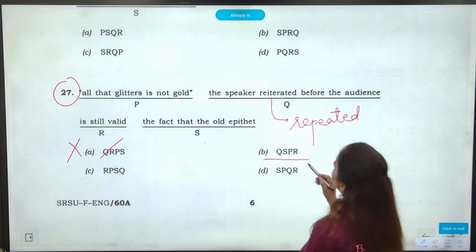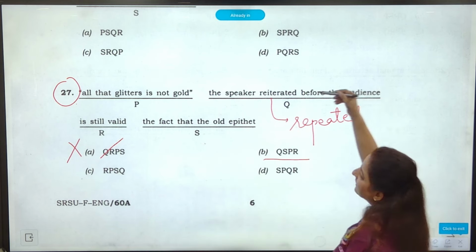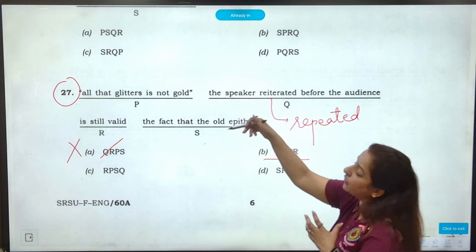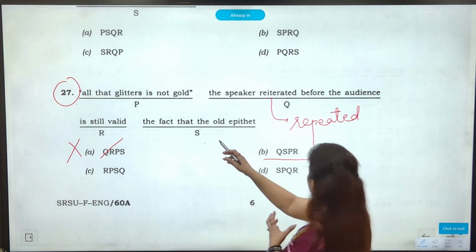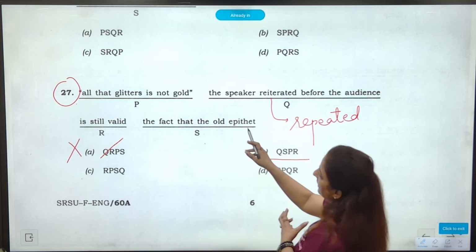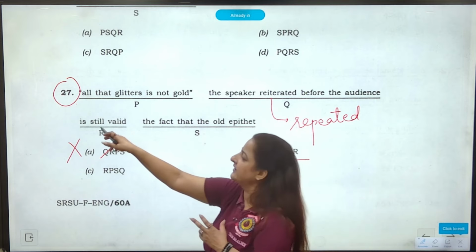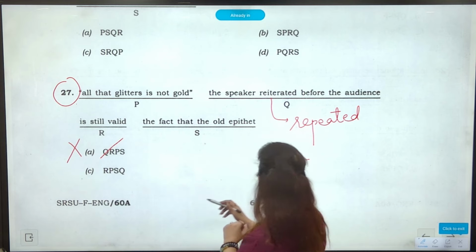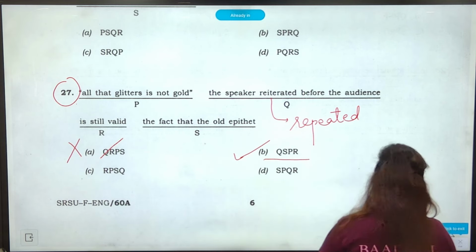Let's read QSPR. The speaker reiterated before the audience the fact that, yeah, exactly this is what I was saying कि क्या reiterate किया वो होना चाहिए ना next statement में. So he reiterated the fact that the old epithet, and फिर वो epithet भी दिया, all that glitters is not gold, and he reiterated that कि ये अभी भी आज भी valid है. Yes, the answer is bravo. Answer is bravo.